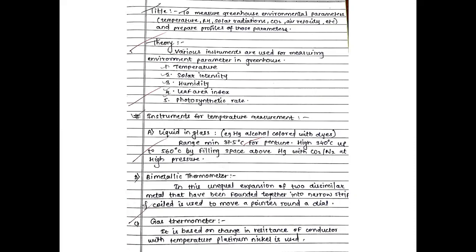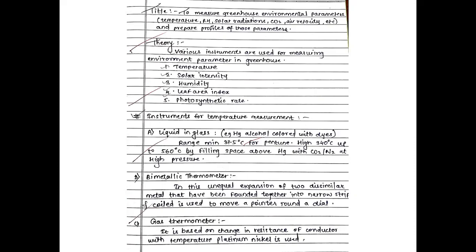Then the bimetallic thermometer. In this, unequal expansion of two dissimilar metals that have been bonded together into a narrow strip and coiled is used to move a pointer around a dial. So this thermometer uses two dissimilar or unlike metals in a narrow strip and a coil to move the pointer on the dial.